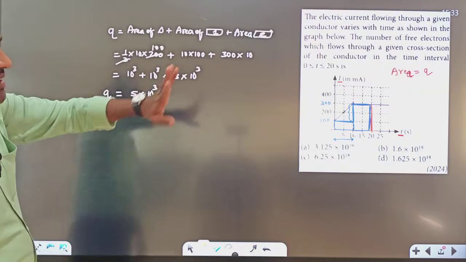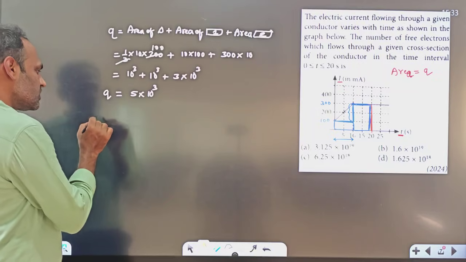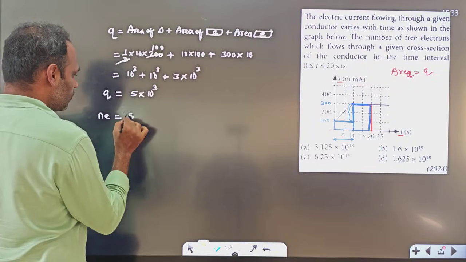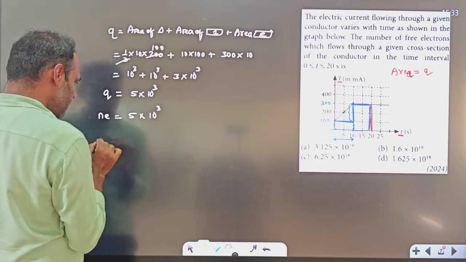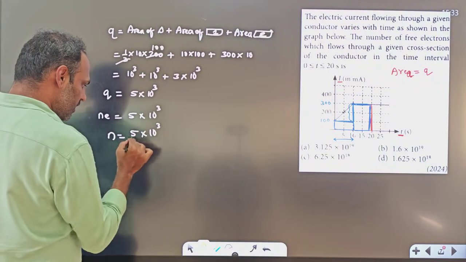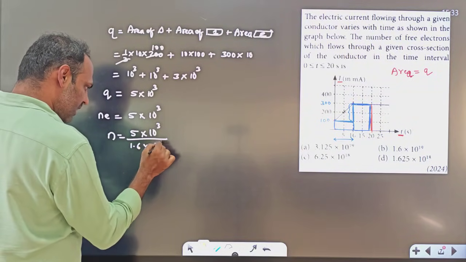What are they asking? They are not asking the charge. They are asking the number of charges, number of electrons. So by the principle of quantization, I can write n into e is equal to 5 into 10 raised to 3. So n is equal to 5 into 10 raised to 3 divided by e. How much is e? 1.6 into 10 to the power minus 19.